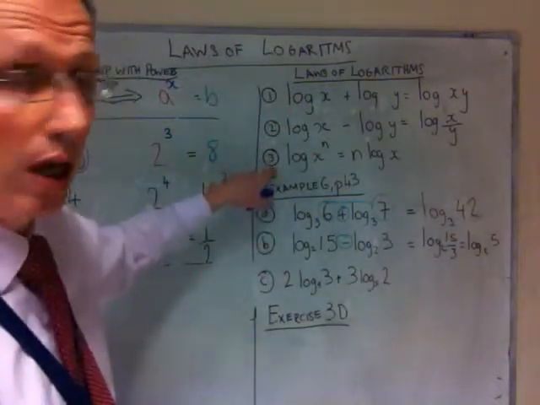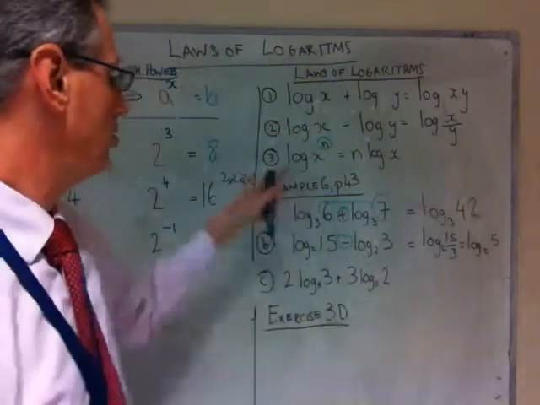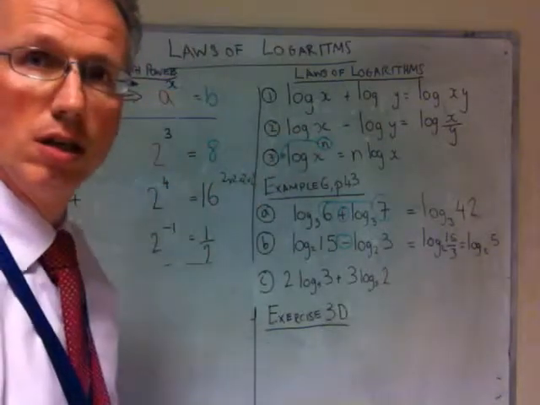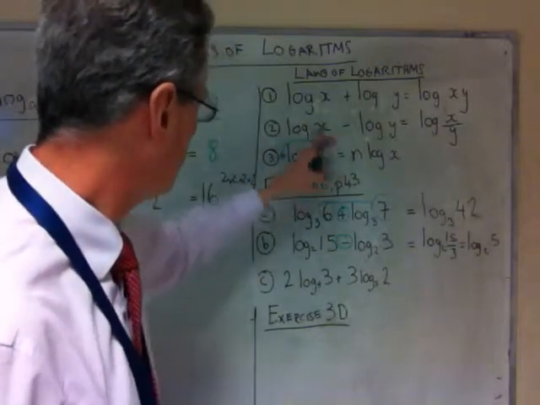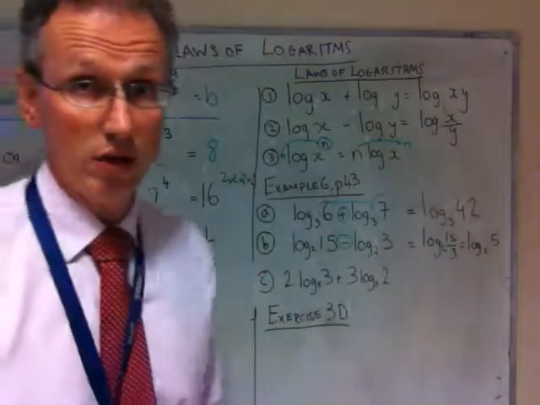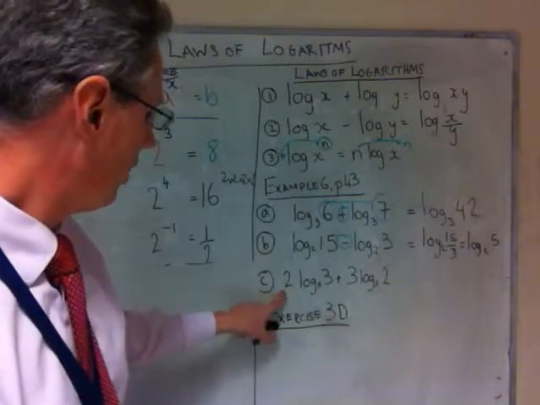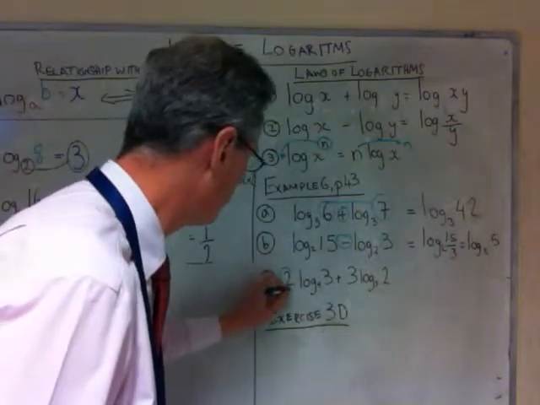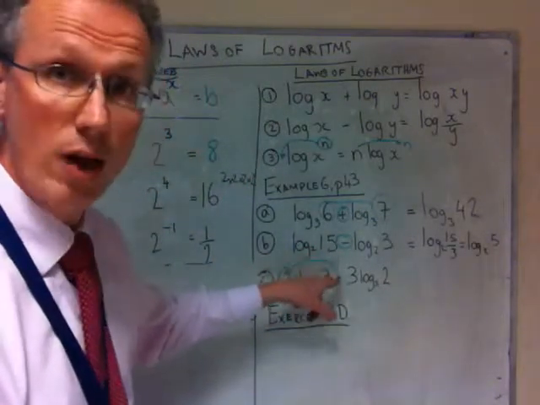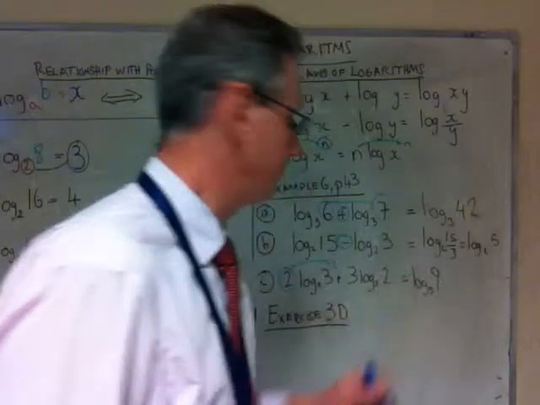Equally, the third rule, this one's an easier spot, is that if we have log x to the power n, you can bring the n down the front. Alternatively, going in reverse, you can take the n back up to the power. So let's have a look at an example. We've got a 2 in front of a log, so we can position that up here, so that becomes log to the base 5 of 3 squared. Log to the base 5 of 3 squared is log to the base 5 of 9.